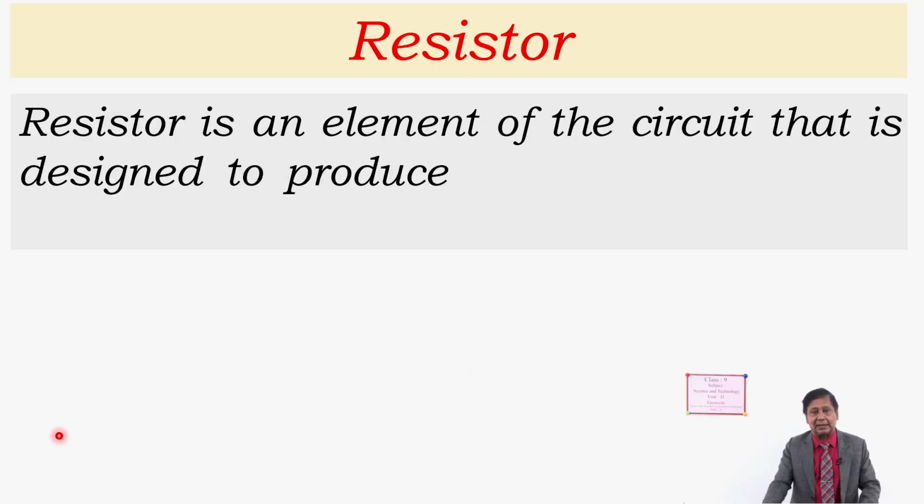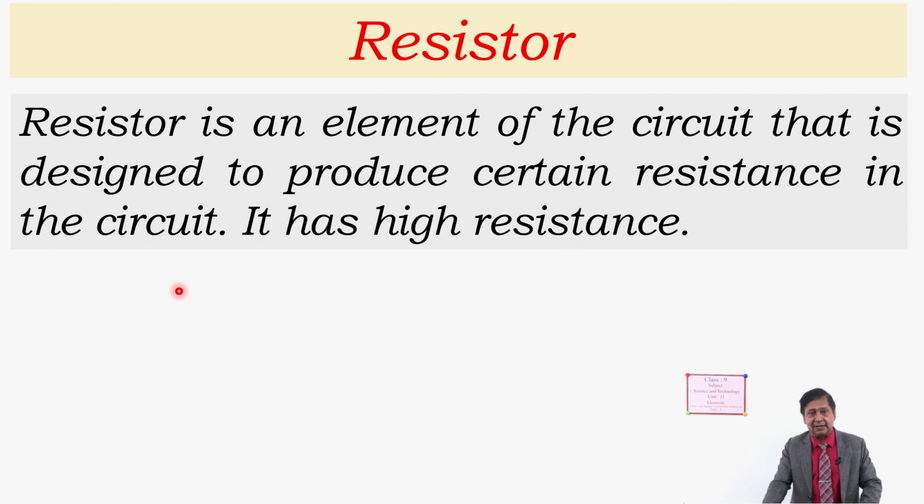Now, let's go to another term, resistor. What does it mean? The substances having high resistance are called resistors. That's why I can define it this way. A resistor is an element of the circuit that is designed to produce certain resistance in the circuit. It has high resistance. If nichrome wire is used in the circuit, then we are using this nichrome wire to convert electrical energy into heat energy because its resistance is high. It obstructs the flow of current a lot.